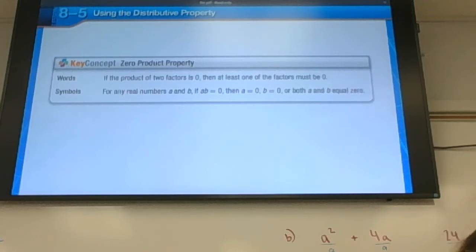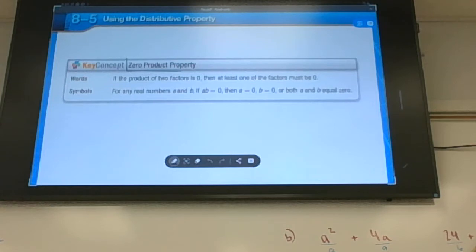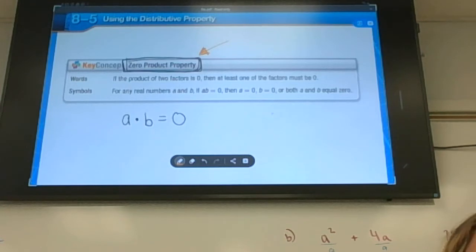Today's notes are on something called the zero product property. It's a little bit backwards, like we're doing everything backwards. You don't have to write the property. You can title your notes zero product property, but you don't have to copy everything in this box. What I want you to see is this example.